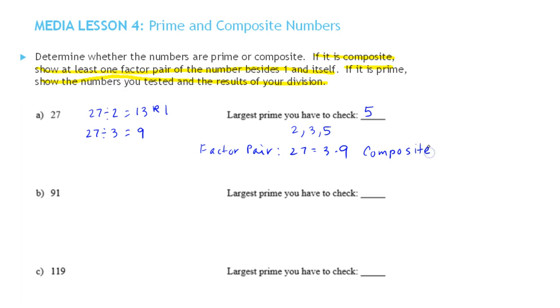Okay, so once you find a factor pair, you're a little bit happy because you don't even have to check all the way up to 5. You find a factor pair, it's composite, you're done. Okay, let's look at the next one.